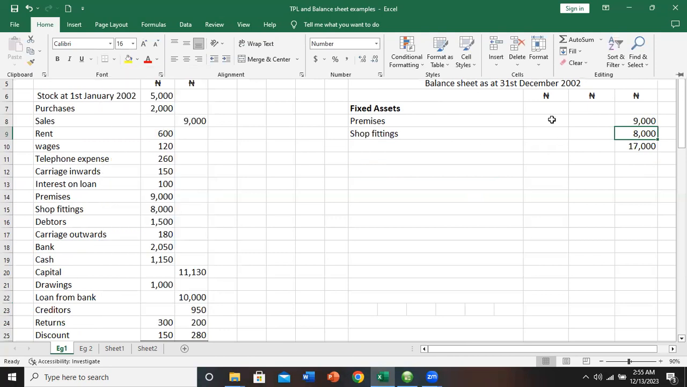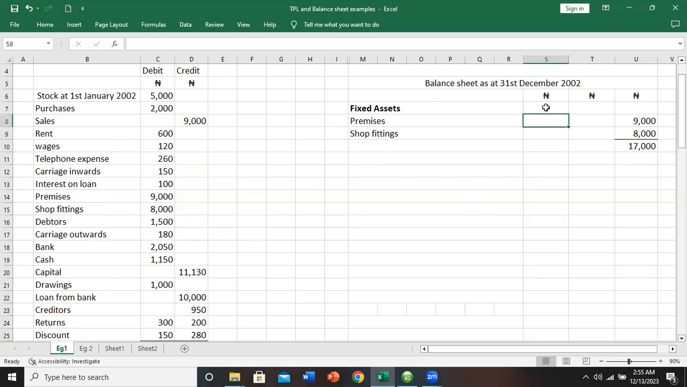Now, another way of doing this is you can, if you still want to show the cost and the depreciation and the net book value, you can do so. But then when you show the cost of 9,000, you show that there's zero depreciation. So you put dash there, or you don't put anything there, and do same for the shop fittings. Okay, but like I told you, it's not really needed. So you can avoid them and go straight to putting in your net book values straight away there.